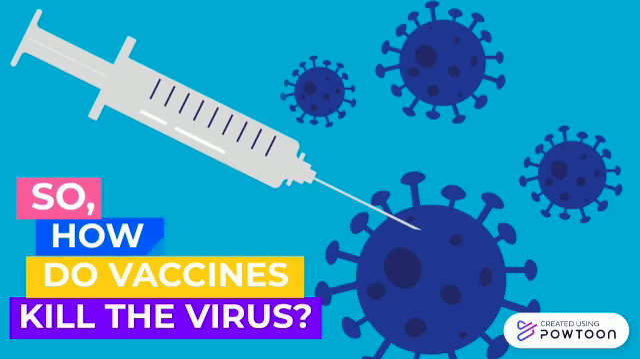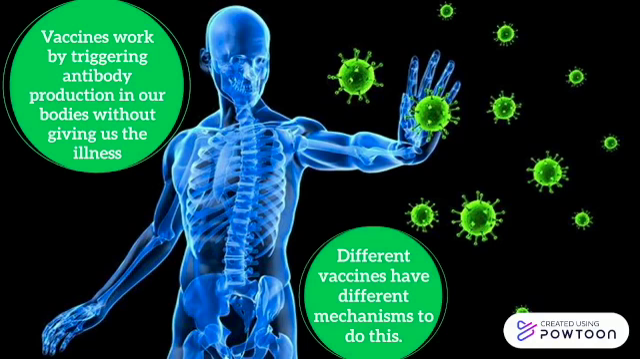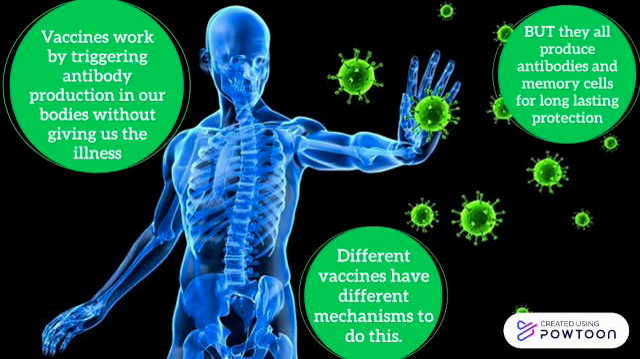So how do vaccines kill the virus? Vaccines work by triggering antibody production in our bodies without actually giving us the illness. Different vaccines have different mechanisms of doing this, but they all produce antibodies and memory cells for long-lasting immunity.